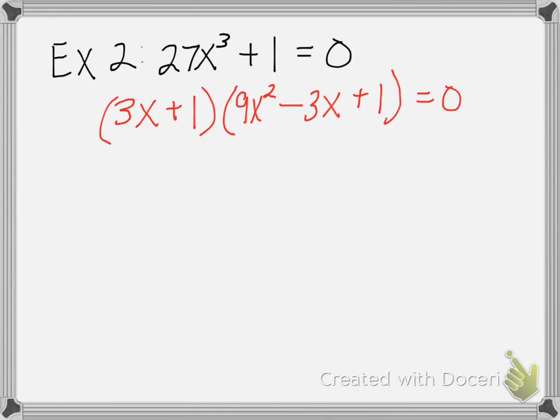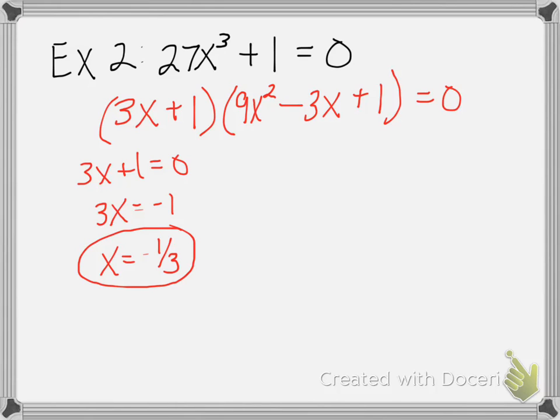So from here, if I take 3x plus 1 equals 0, the way I would solve it is subtract 1 first, and then divide by 3. So I would get negative 1/3.